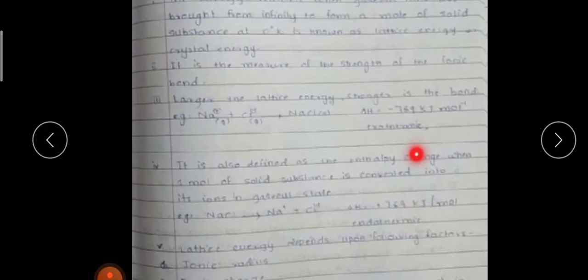One, we have seen, was the ionic radius. Then the next was the ionic charge, and the last was the electronic configuration of the cation present in the molecule. These are the three factors on which lattice energy is based. You got this concept very well, lattice energy.